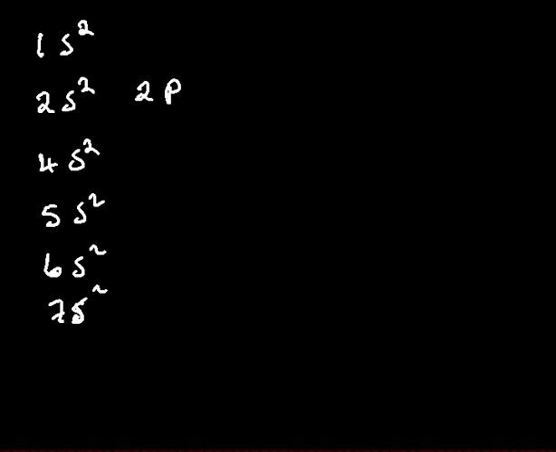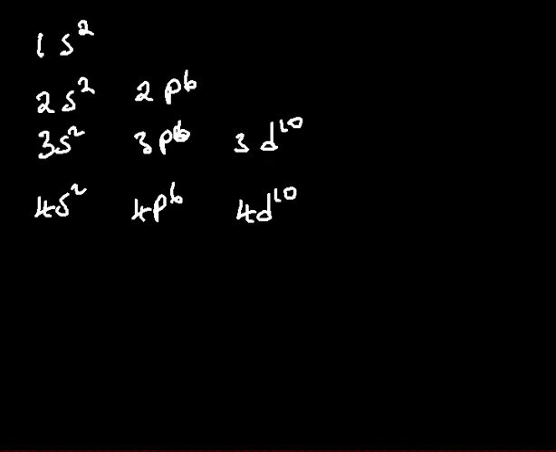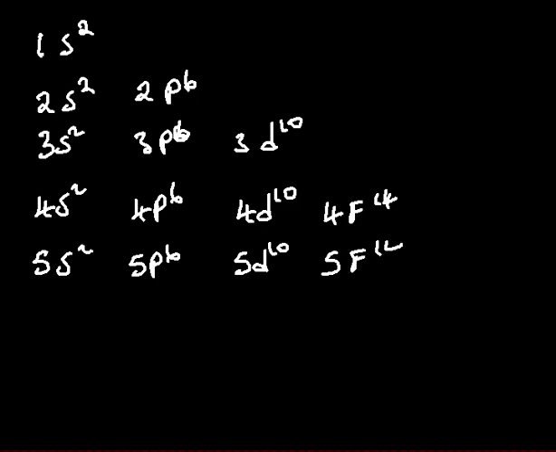and then we have 2p6, and then we should have 3s2, 3p6, and we should have 3d10, and 4s2, 4p6, and we have 4d10, and also 4f14, and we have 5s2, and 5p6, 5d10, and 5f14. Mind you, in a subshell f must have 14 electrons.